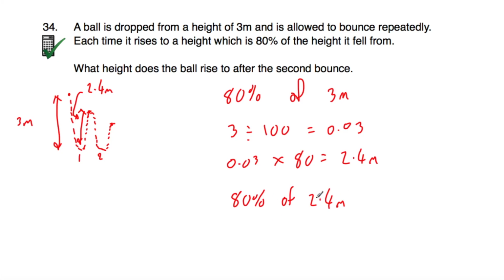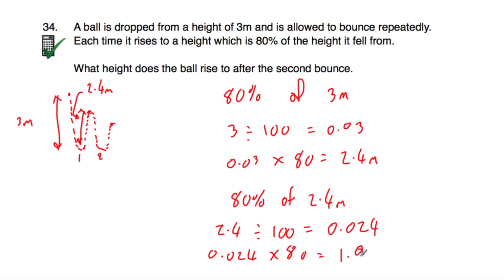So let's work out 80% of 2.4 meters. 2.4 divided by 100 is equal to 0.024, and then 0.024 multiplied by 80 is equal to 1.92. So that's 1.92 meters. That's how high the ball reaches after the second bounce, 1.92 meters.